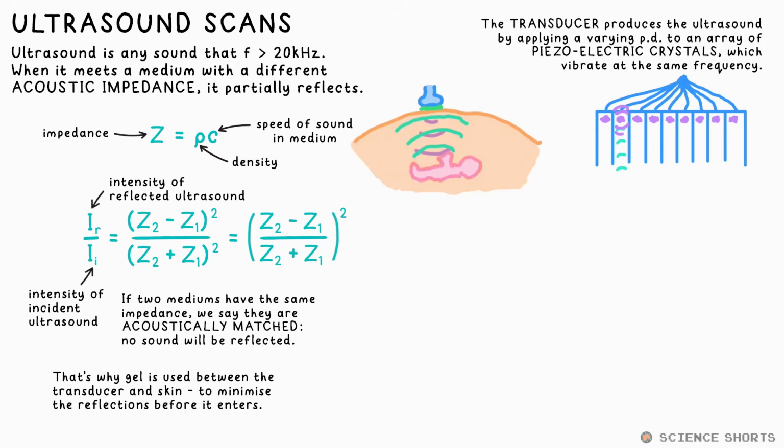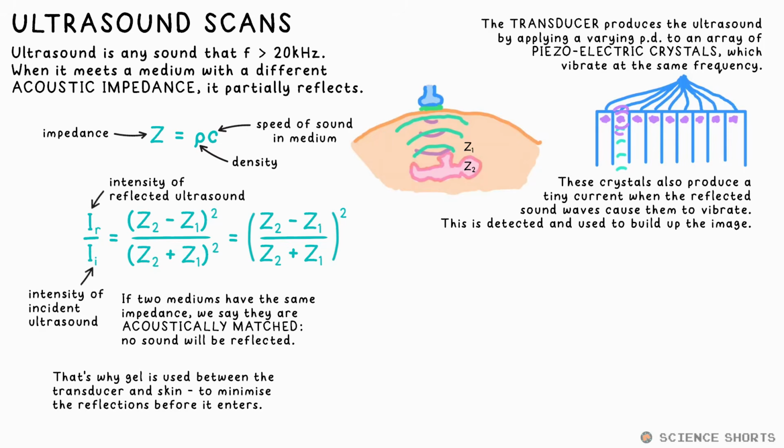Applying an alternating PD makes them vibrate at the same frequency, allowing for very high frequency sound waves to be produced. Not only that though, when sound waves are incident on them, a tiny PD is induced in them, which is then detected. In fact, some normal microphones use the piezoelectric effect to produce a signal in the same way.